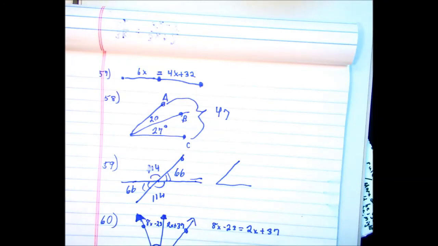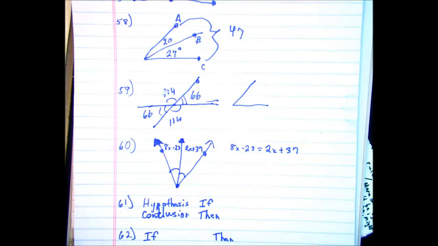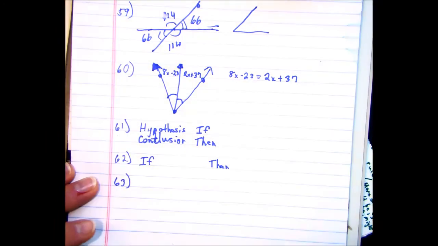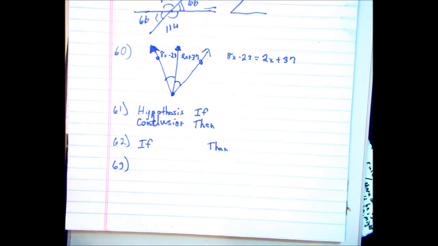All right, so we'll continue with problem 63. 63 asks, what is the converse of the following conditional? It says, if a number is divisible by 6, then it is divisible by 2. And converse means you take your if and your then, and you switch them. So hopefully you understand that it would be, if it is divisible by 2, then it is divisible by 6.